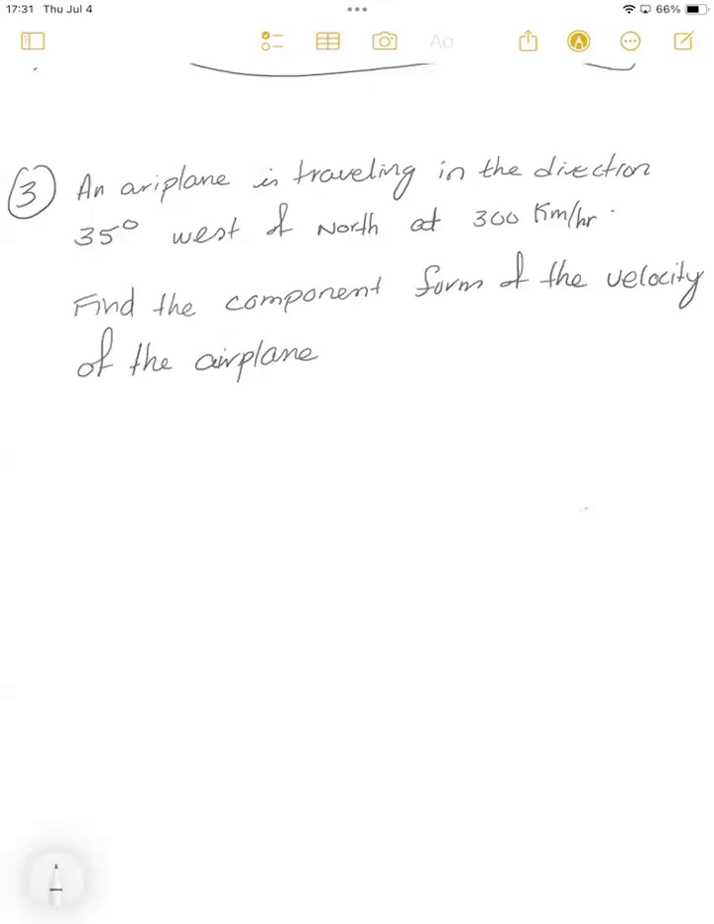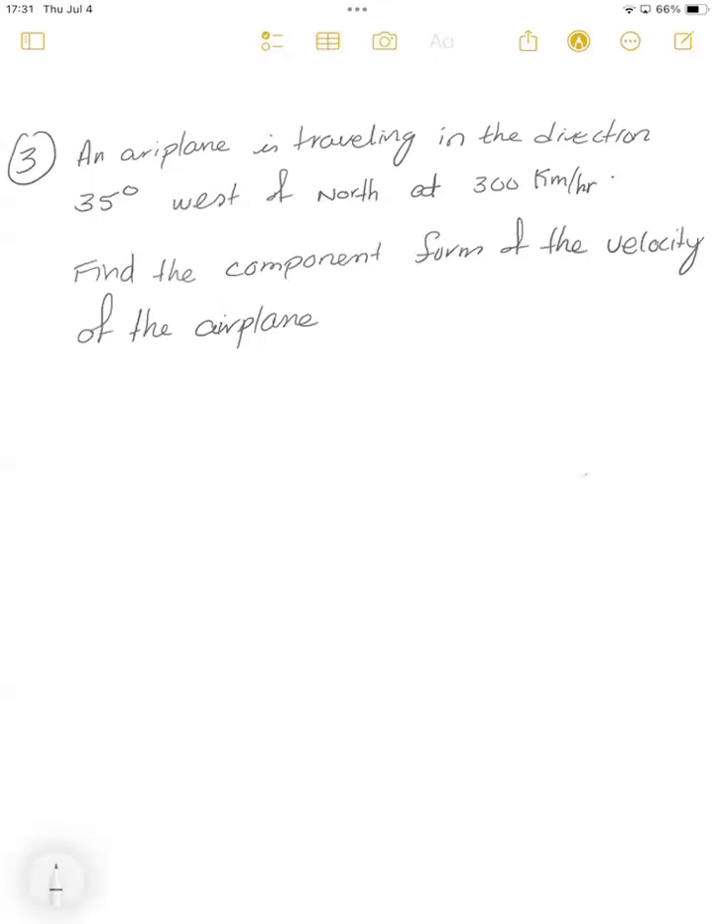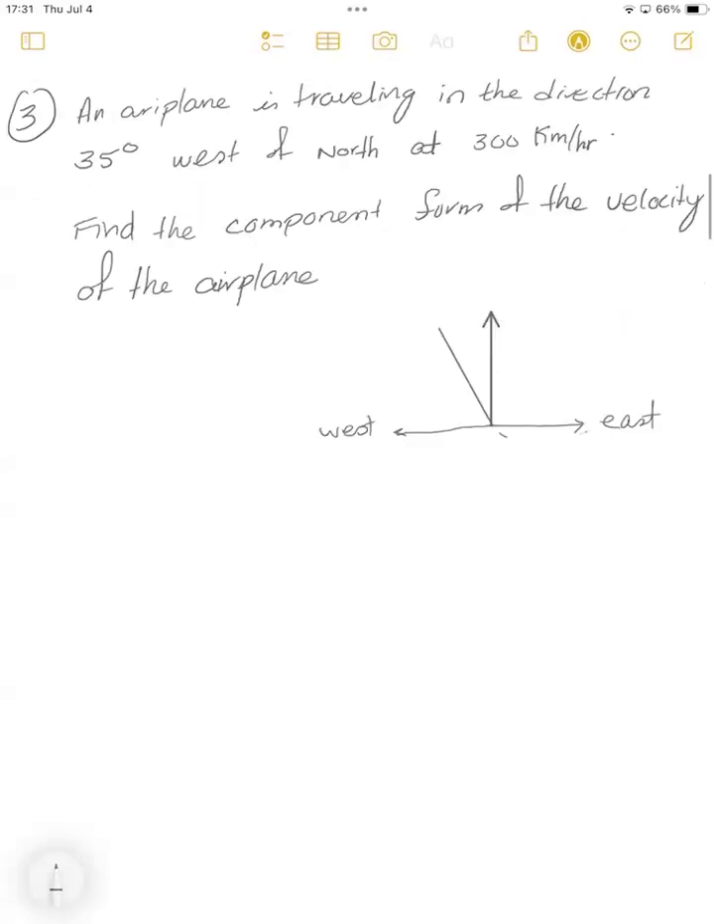So next question, number 3, says an airplane is traveling in the direction 35 degrees west of north. So this is north. And this is considered west of north. Okay, so this is east, and this is west. So when they say west of north, you go to north and then you go to its left, that's called west of north, and that's 35 degrees. At 300 kilometers per hour, find a component form of the velocity of the airplane.